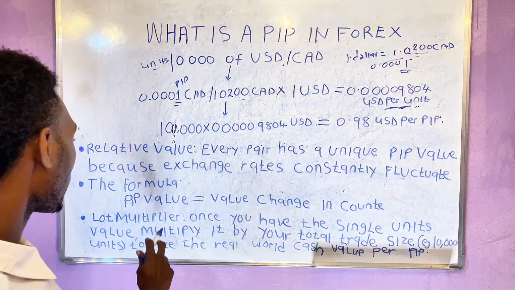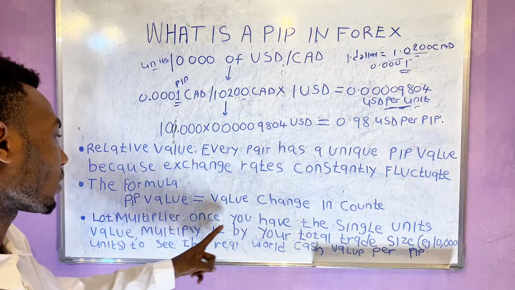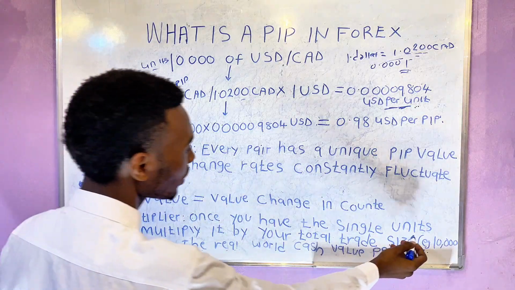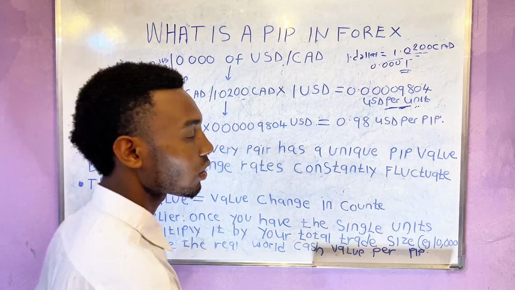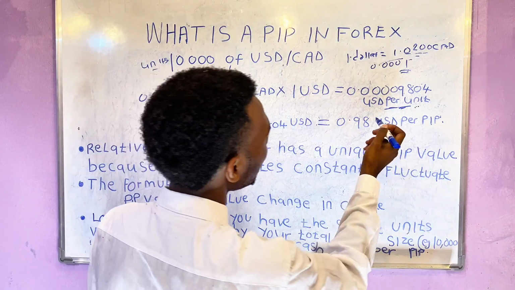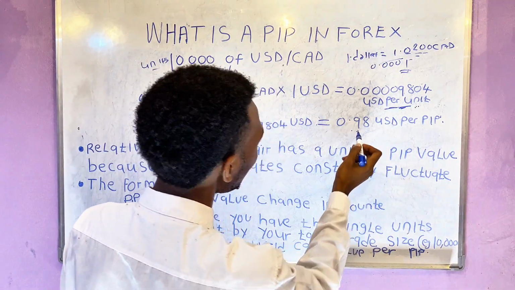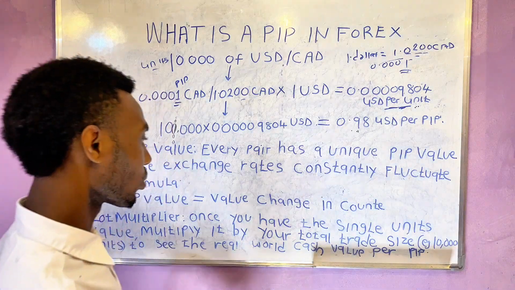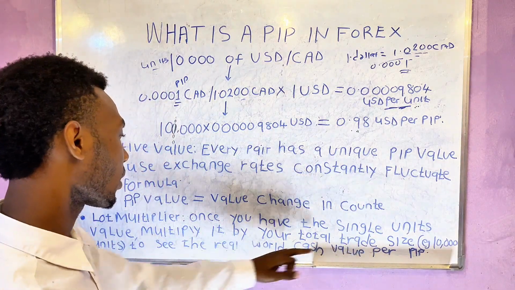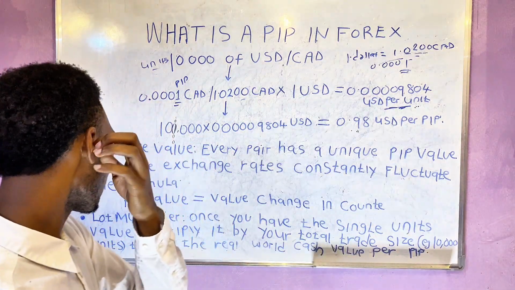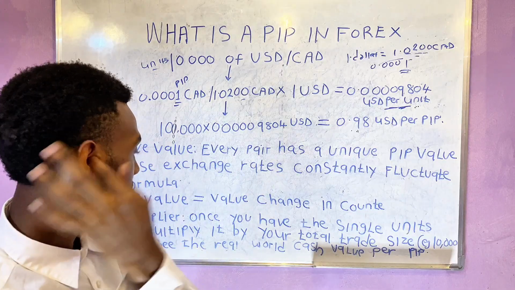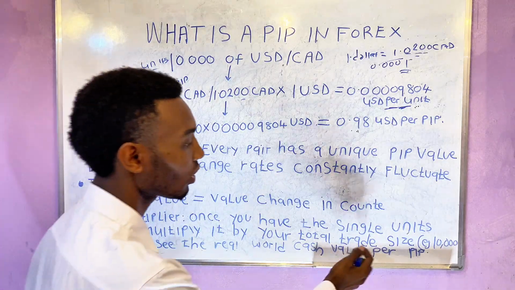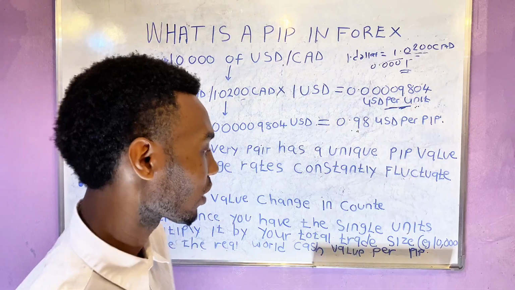Now, lot multipliers. Once you have the single unit value, you multiply it by the total trade. This is the single unit, this one per pip. You multiply by the unit, that is 10,000, to see the real value per unit.